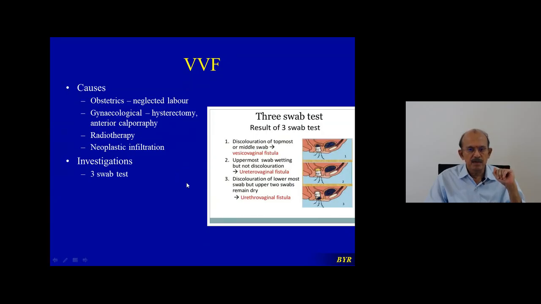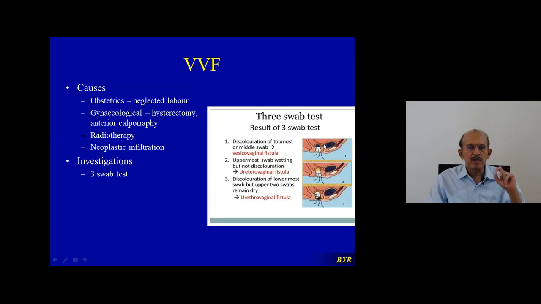This is the three swab test. What you do is you ask the patient to empty the bladder, then keep three swabs in the vagina. That means the total vagina is filled with these three swabs. Then you pass a catheter into the bladder and instill methylene blue solution into the bladder. So now the urine in the bladder is stained methylene blue.